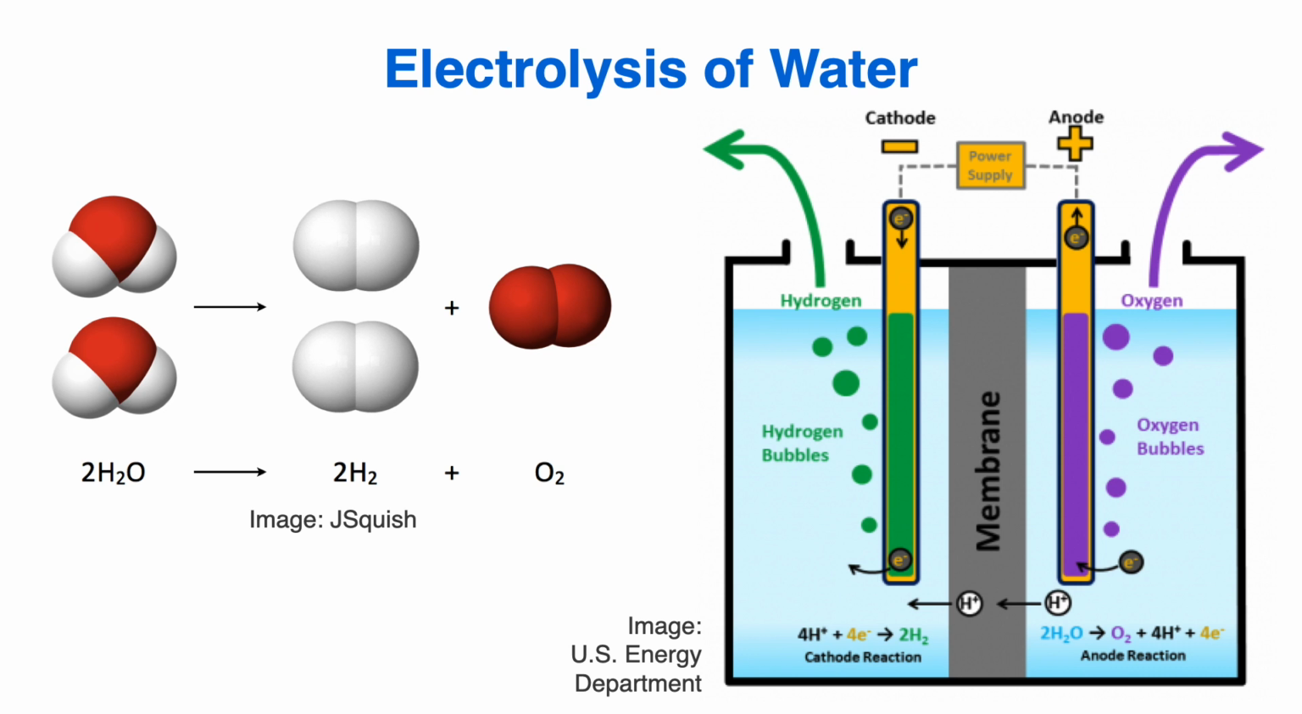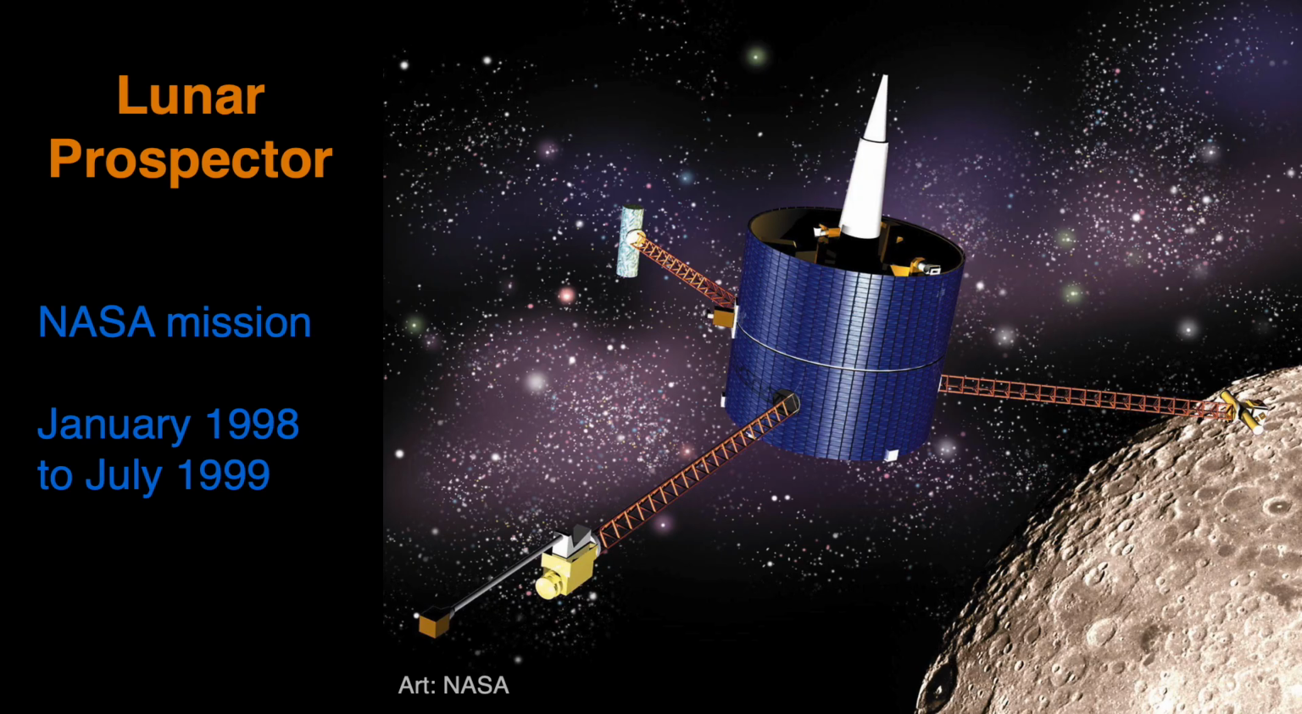purple arrow. This is a straightforward process that can be implemented, for instance, on the Moon if there is an electrical power source which can be provided by solar panels. Let's pick up the story of water on the Moon with the Lunar Prospector mission.